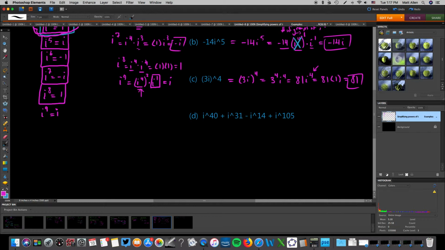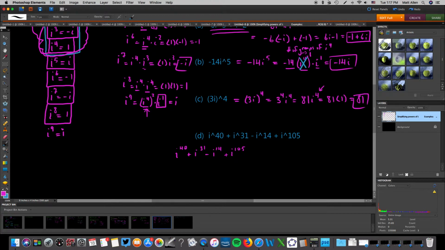Okay, now this is our final expression, and this is going to take some simplifying, but we have i to the 40th plus i to the 31st minus i to the 14th plus i to the 105. The thing I want you to keep in mind is that for every group of i to the fourth that we can make, that really comes out to be a factor of 1.